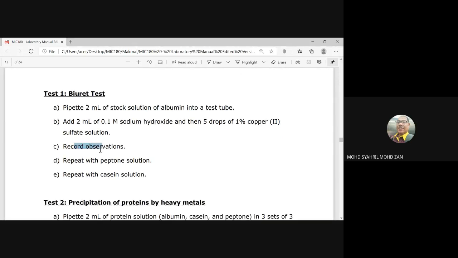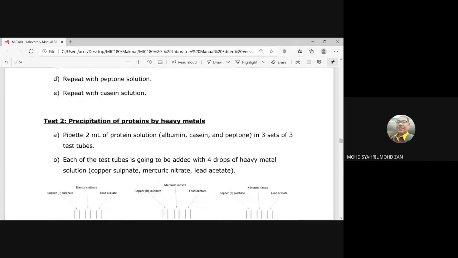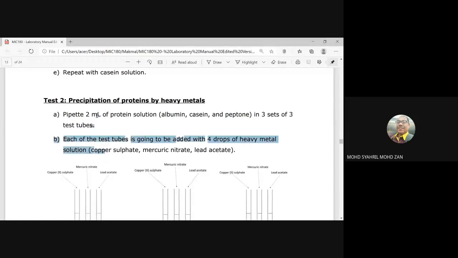So this is an example of another qualitative test. So, changes of color. Kalau nak tahu changes of color, you have to read the first paragraph of the introduction. And then you have to repeat with the other proteins, such as peptone and casein. Right, number 2, precipitation of protein by heavy metals. So heavy metals apa dia?